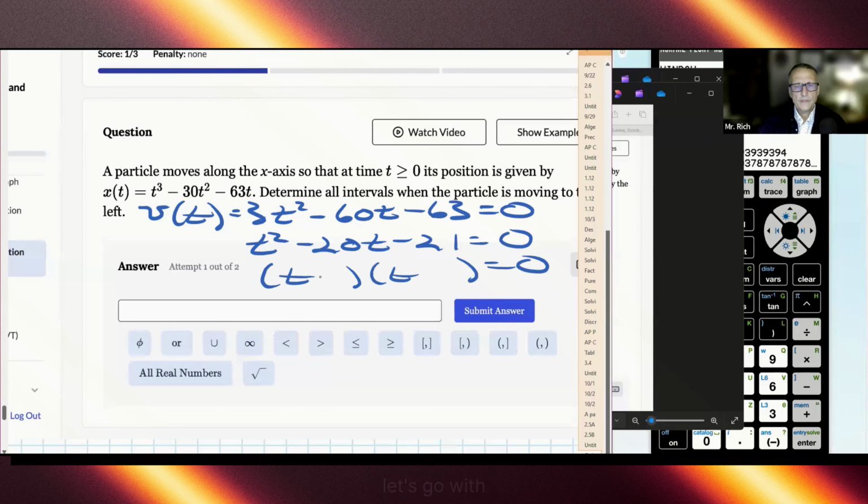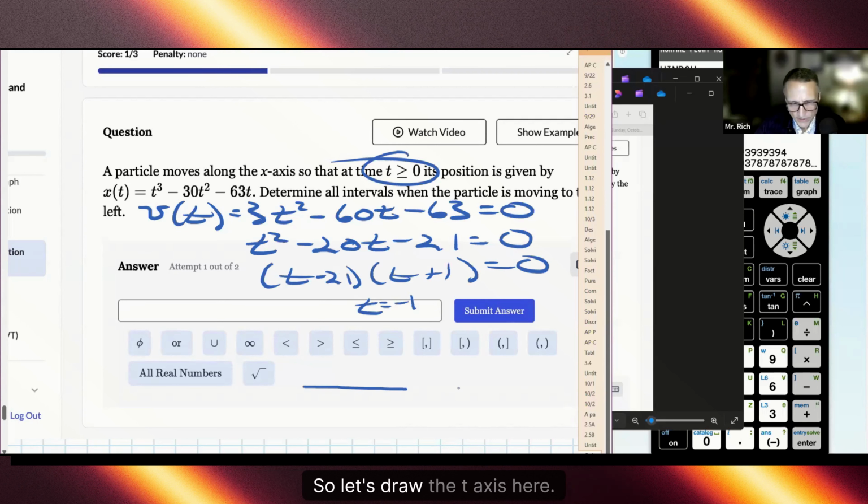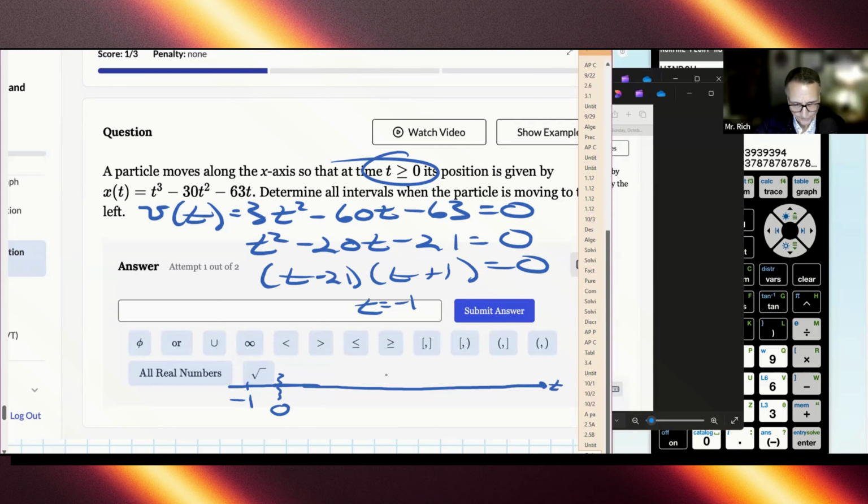Let's go with what I want here: negative 21, positive 1. Now, I'm only considering the domain of t greater than or equal to 0. But this velocity is going to be 0 when t is negative 1. So let's draw the t-axis here. I'm only starting at 0; that's where my domain is. But it does cross at negative 1. And you would agree this is a parabola that opens upward. The other intercept is over here at 21.